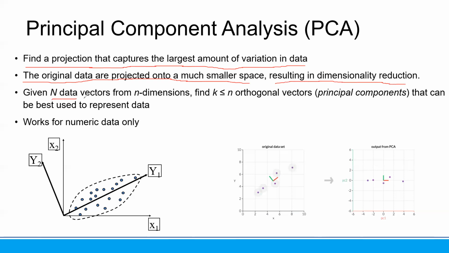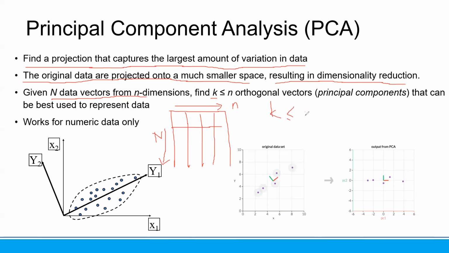And this has n data vectors from n dimensions. So it means we have columns, and we have n dimensions, and we have n data. And we need to find k, where k is smaller than or equal to n. We call these the orthogonal factors or principal components that can be used to represent the data. And it works for numerical data only. For example, this is the original data set, but when you convert those data, it will be like this one, so we can have this is principal component number 1, and this is principal component number 2.